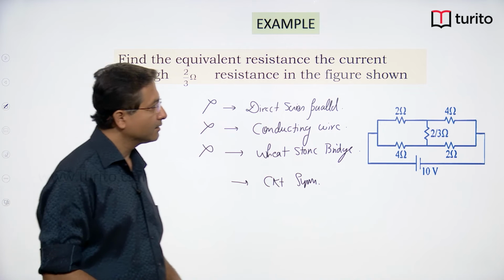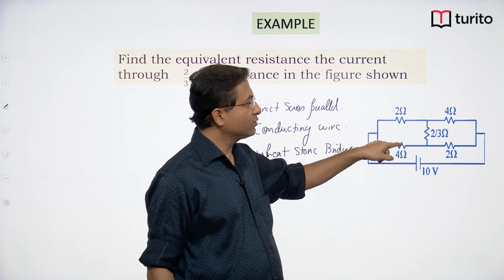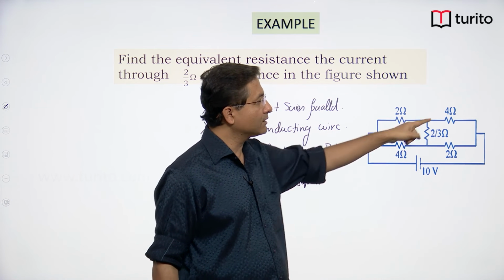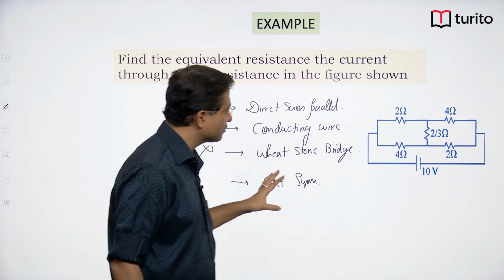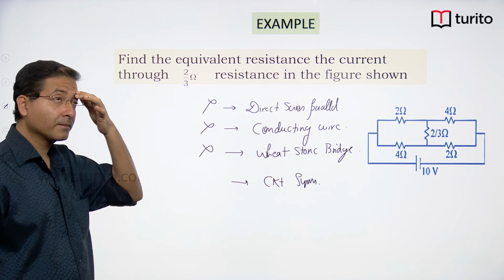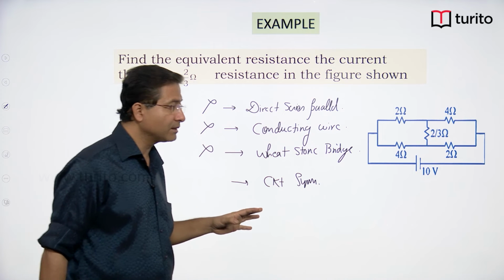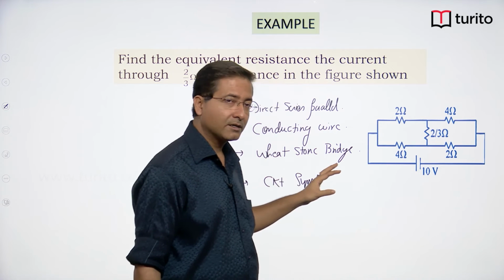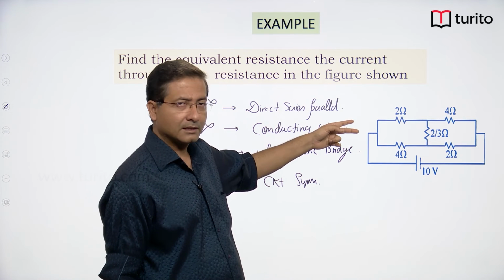As you look at this ratio, it is not equal to this ratio. This is 2 by 4 and this is 4 by 2. So these ratios are not equal. Okay. Now, circuit symmetry. This type of symmetry is called reverse input output symmetry, which we will talk about later.